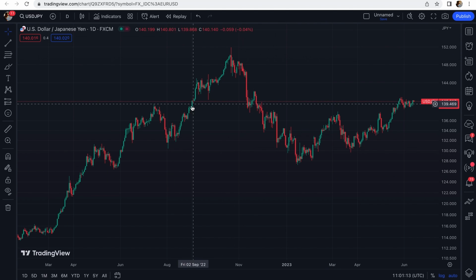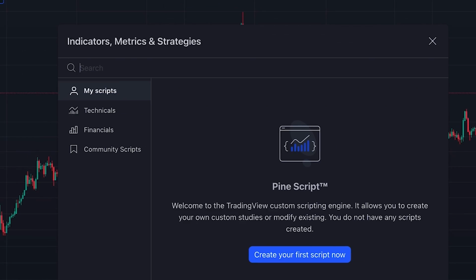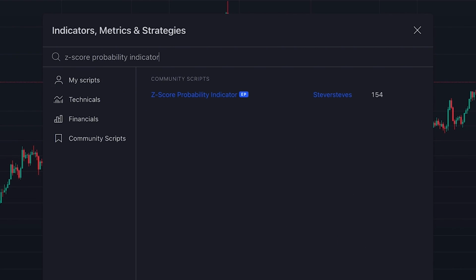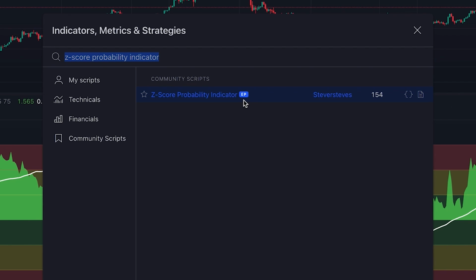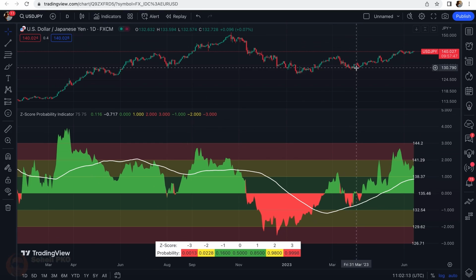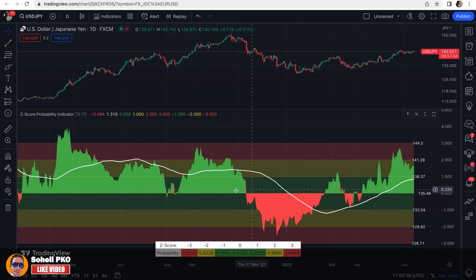To add this indicator to our chart, we click on indicators and search "Z-score probability indicator", this one, which is an editor's pick indicator, written by someone named Steves. Alright, this is the indicator, and as you can see, it's added here below the chart.